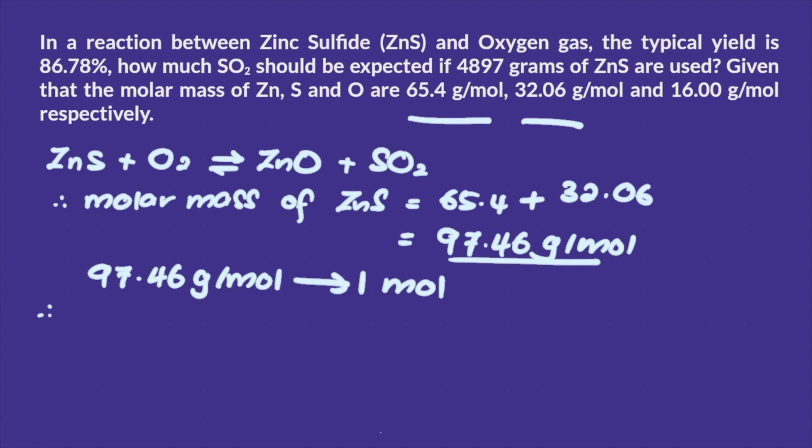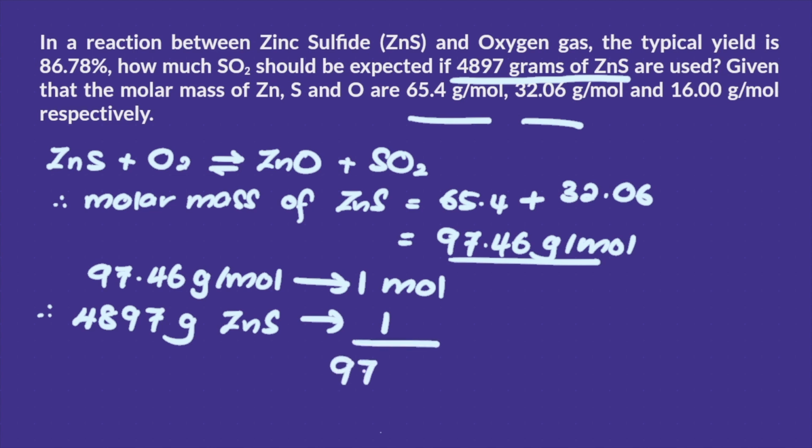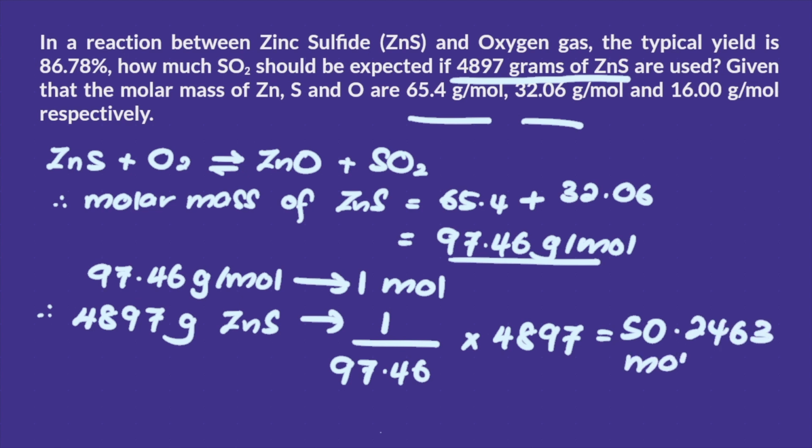Therefore, because in the question it's stated that you have this much zinc sulfate, 4,897 grams of zinc sulfate is actually how many moles? So 1 over 97.46 times 4897. Therefore, you should get 50.2463 moles of zinc sulfate. Okay, this is the first part of the calculation.